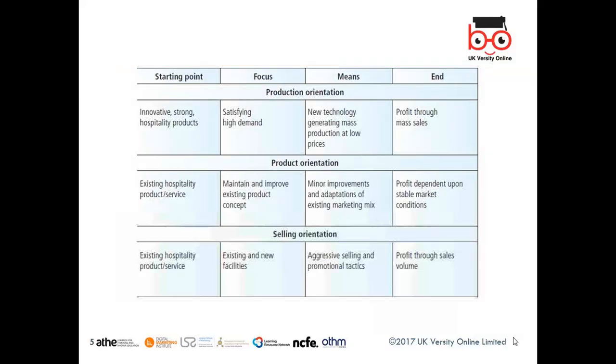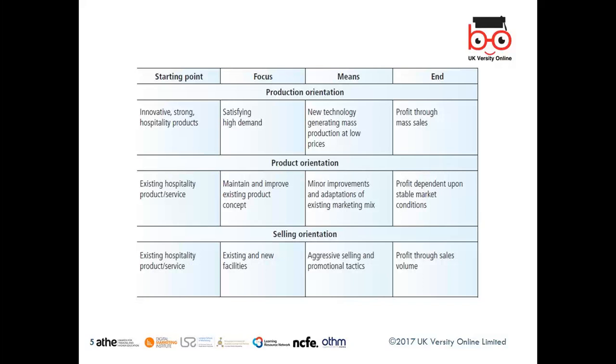During one of the marketing lessons we learned about in your level 5, we discussed different concepts, like the production orientation concept. It was more focused on innovation, strong hospitality products, satisfying high demand, and new technology generating mass production. So if we are using new technology, it produces in mass. That was the previous concept: just reduce the cost and make the profit, happy days.